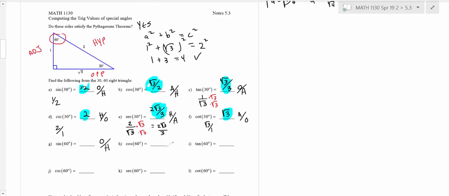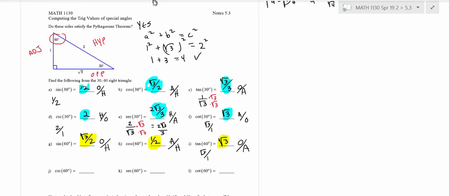Okay, so sine is opposite over hypotenuse, cosine's adjacent over hypotenuse, tangent's opposite over adjacent. Okay, so if you look at 60 degrees, you would be opposite square root of 3 over hypotenuse 2. So that's square root of 3 over 2. All right, then if we do the cosine of 60, that would be adjacent 1 over 2. So that's 1/2. Okay, the tangent of 60 would be opposite square root of 3 over adjacent 1. So that is square root of 3.